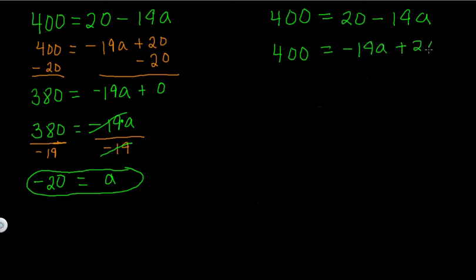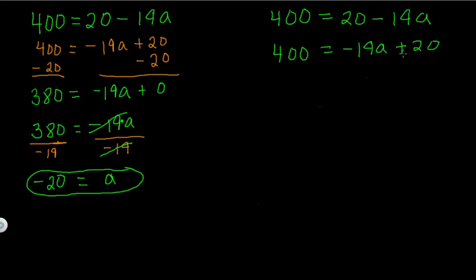plus 20. Again, remember the key step with the commutative property is that the signs have to stay the same. You're just changing the position. So this is minus 19a. It still has to be minus 19a when you rearrange the terms. This is a positive 20. It still has to be a positive 20 when you rearrange the terms.